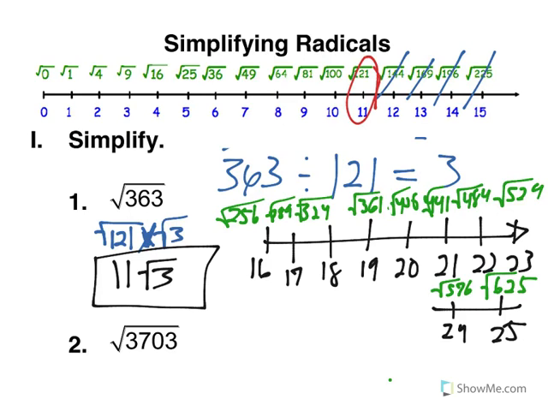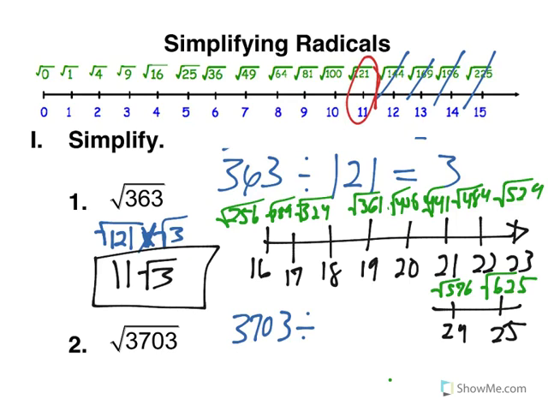3703, I'm going to start with my 25. So I'm going to do 3703, and I'm going to try dividing it by that 625. The square root of 625 is my 25. I'm going to try to break it down into that one first. So if I do 3703 divided by 625, I get a decimal. So that one's not going to work.